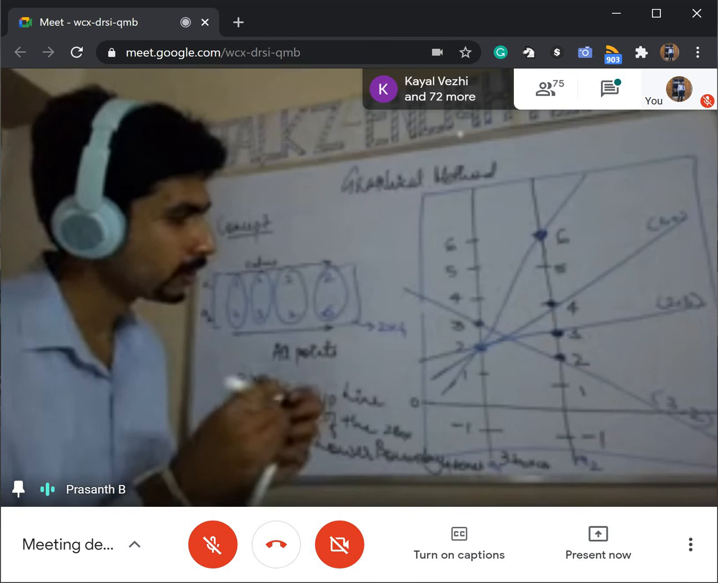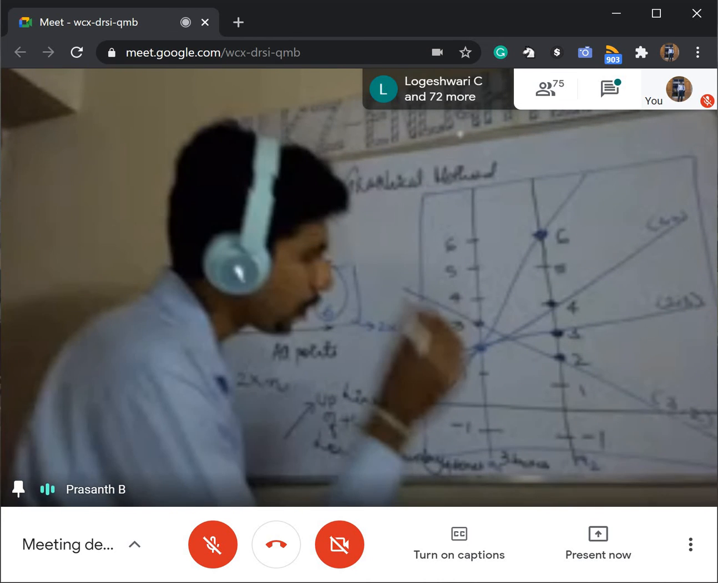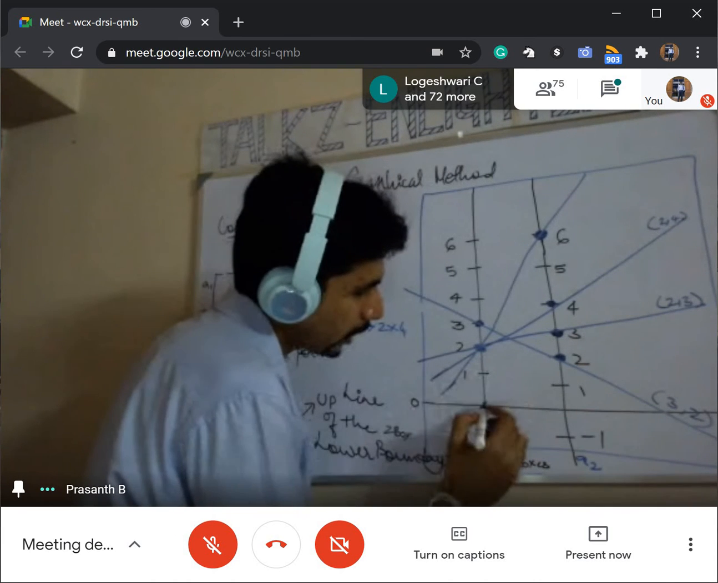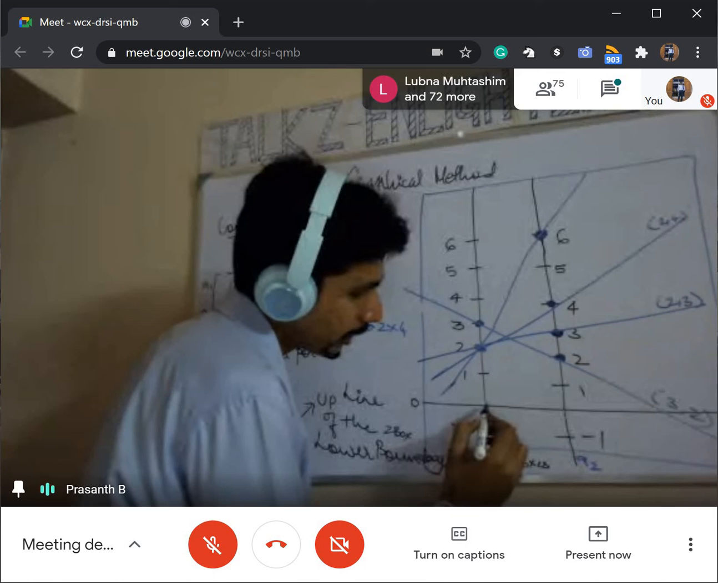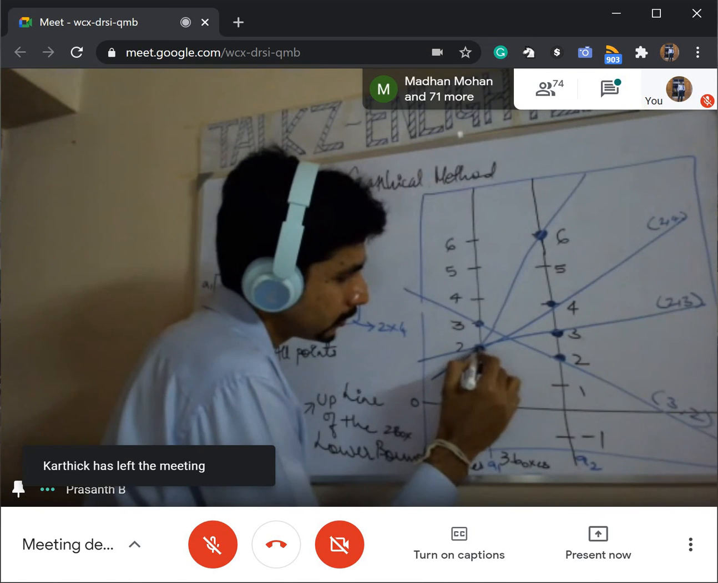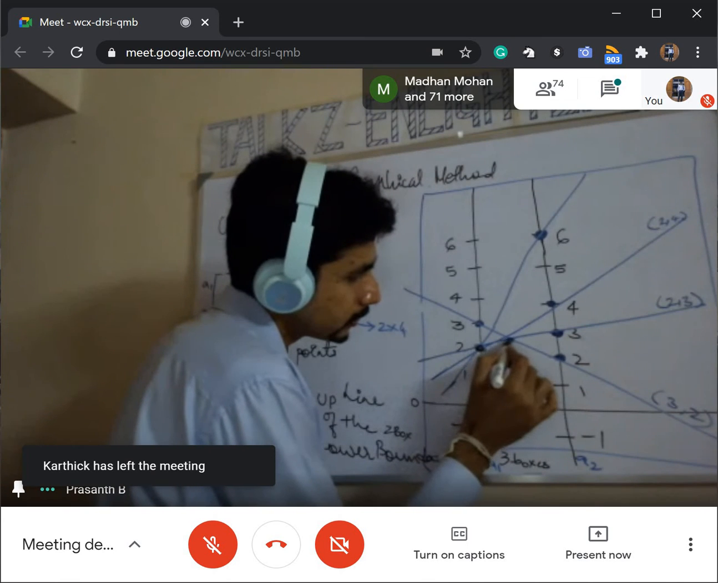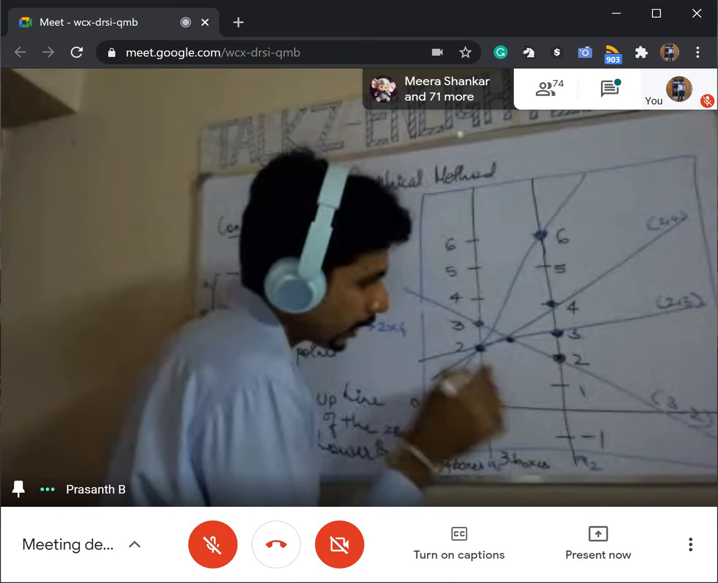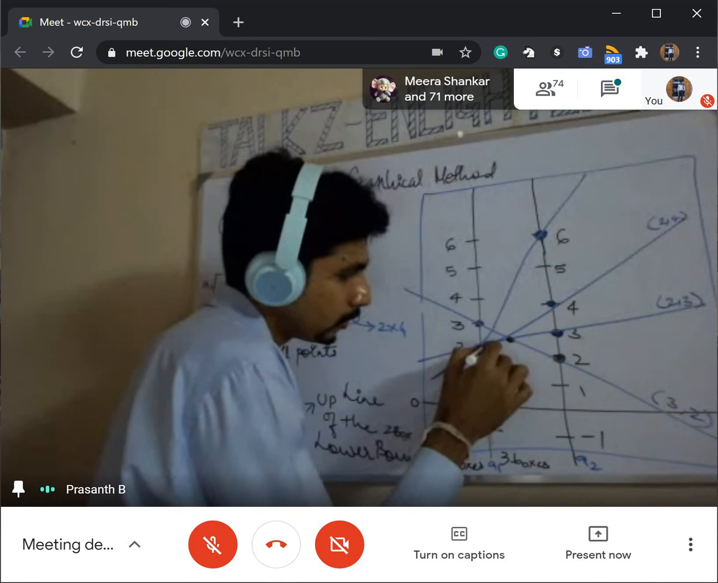Now you see here, which is the lower boundary? This is lower, this is upper. So the lower boundary is here. This, okay, and it continues.